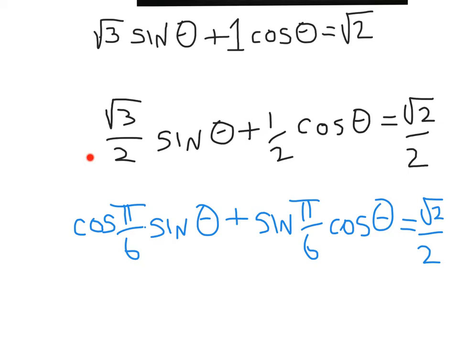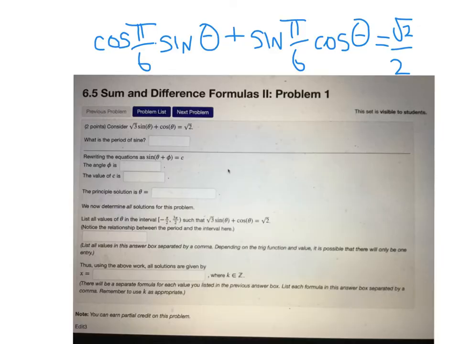So that means that we can rewrite this equation as cosine pi over 6, sine theta, plus sine of pi over 6, cosine theta. Now back to the original WeBWorK problem. Where are we going with this? We were supposed to rewrite this equation in the form sine of theta plus phi equals c.